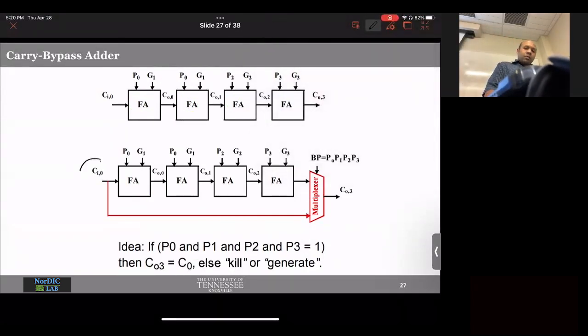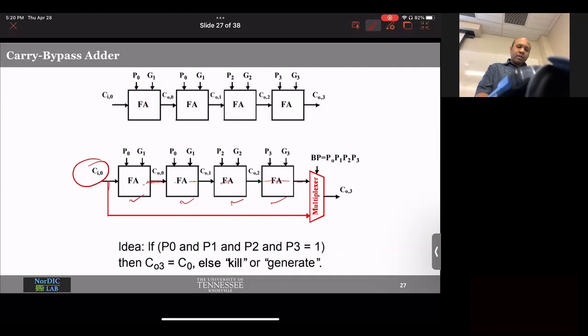Now, you have a carry in to this chain, and you have all the other adders doing their things. Carry, carry, carry, carry, nothing special. They're designed to behave like a simple ripple carry adder, the one that we know so far.